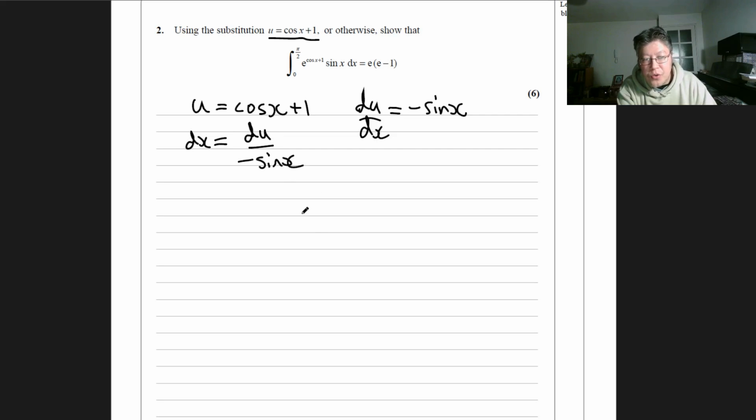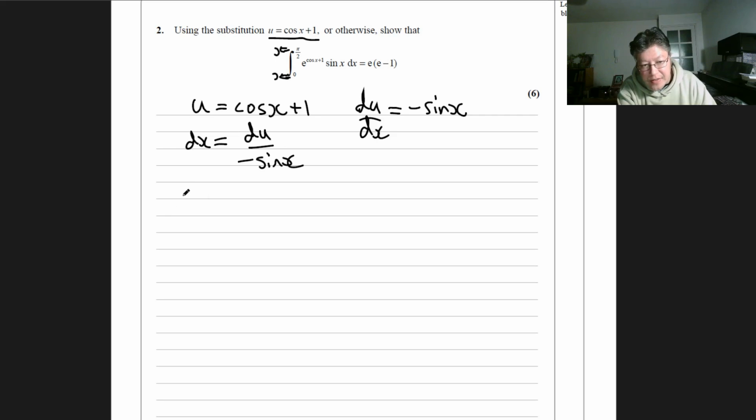And now we need to do three things. We need to get rid of any x's that are over there, and also the dx, and also the limits need to be changed, because currently the limit is x equals 0 and x equals pi over 2. We need to turn them into u's as well.